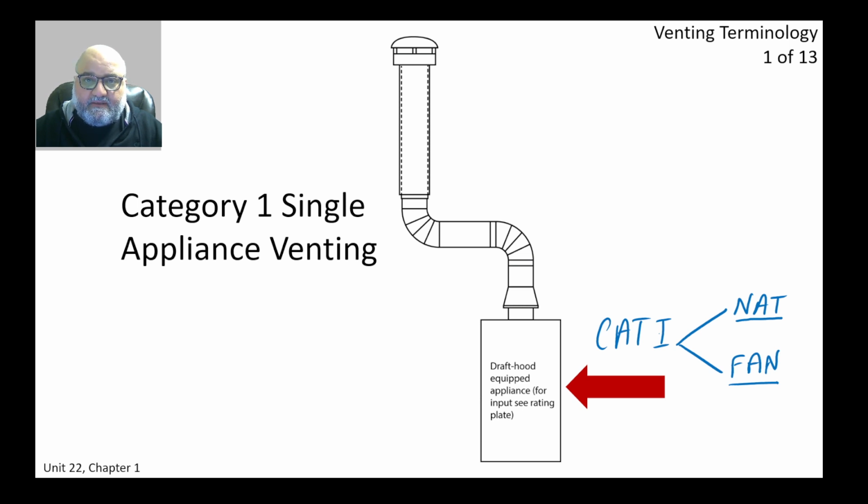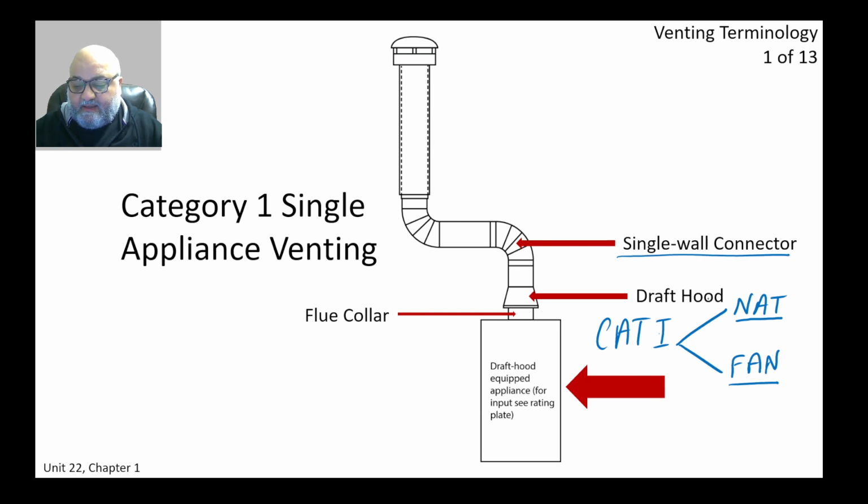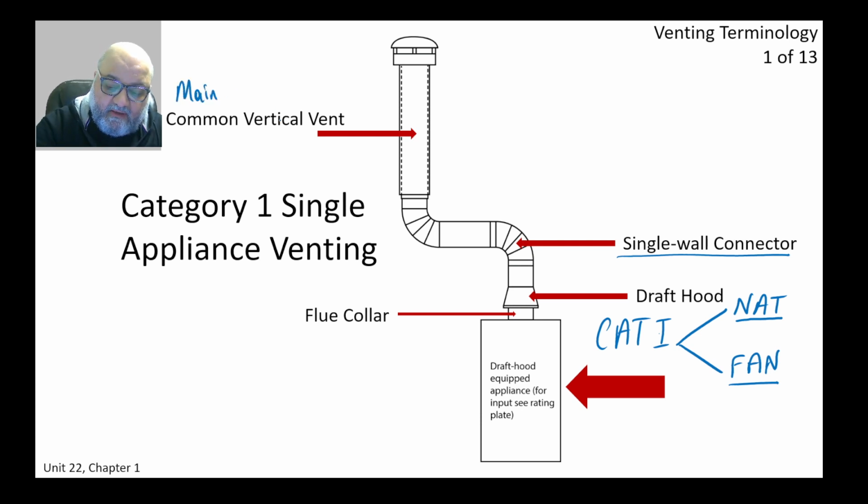The next thing you're going to pay attention to is whether this appliance has a draft hood or not. As you see, this one is a draft hood equipped appliance. It has a draft hood, so you know for a fact that you're going to consider this when you're sizing the vent and looking into the tables. You're going to make sure that you look in the right place in the table, which is the draft hood equipped appliance column. The other thing is we have our connectors. The connectors can be single wall or can be double wall. However, our main vent must be a double wall type B vent.